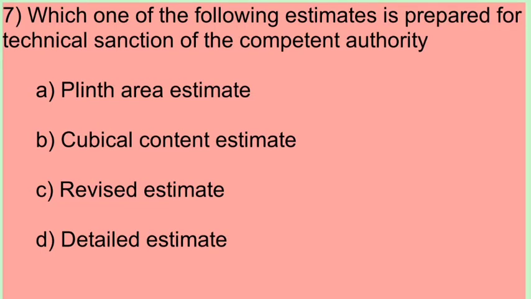Which one of the following estimates is prepared for technical sanction of the competent authority? Option A plinth area estimate, option B cubical content estimate, option C revised estimate, and option D detailed estimate. Detailed estimate is prepared for technical sanction of the competent authority. Option D is the answer.